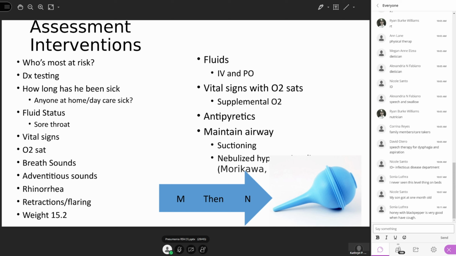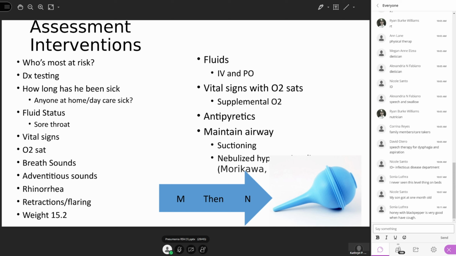Antipyretics and maintaining the airway. Suctioning is a challenge because you don't want to set up more of an inflammatory response with suctioning, and you can do that. And it is more upper airway. So deep suctioning, first of all, is a learned skill, respiratory therapy, and you can cause bronchospasm and a lot of other issues if you don't know what you're doing.